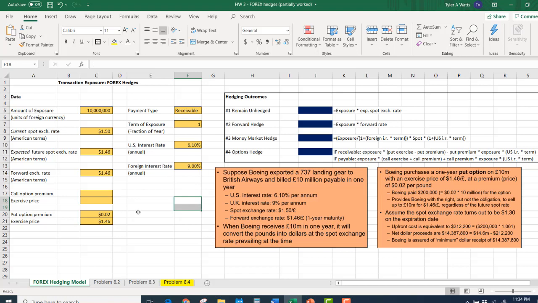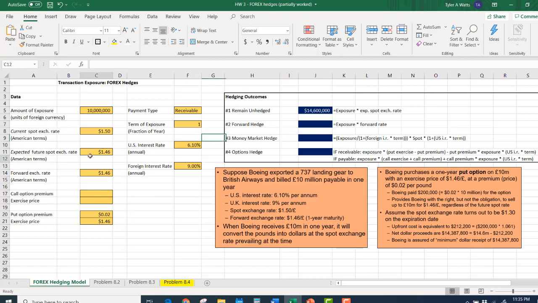Okay, so that's the data. That's pretty easy. Now we want to set up the model and do some math. So what's option 1, remain unhedged? Well, that's just going to be the amount of foreign currency we're exposed to times the expected spot exchange rate. Okay, notice that's the expected spot exchange rate that we're going to face at the end of the term in which this payment is either going to be received or due. So that's going to be $14.6 million if that $1.46 per pound exchange rate prevails.